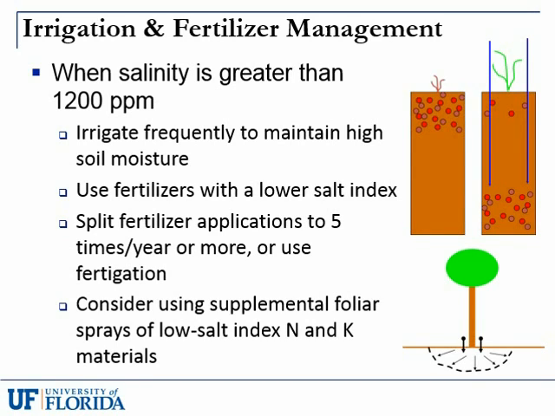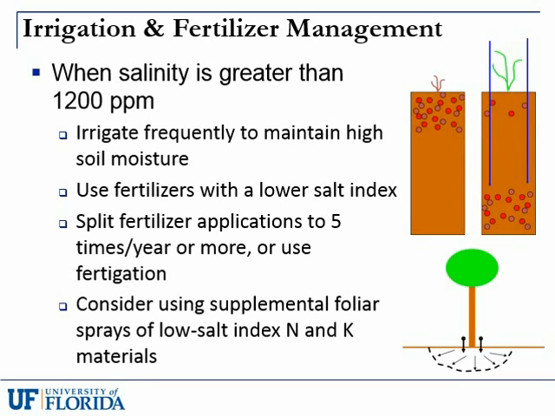Use fertilizers with a lower salt index. Depending on your different fertilizer types, it can be a big difference. I think anhydrous ammonia is about half of what you'd be getting for just some of your nitrate fertilizers, and urea is a little lower. And there are tables that are going to show you the different levels of salinity. So depending on the form of fertilizer you're using, you could be limiting your salinity additions by half, very simply. So that's one thing to consider.